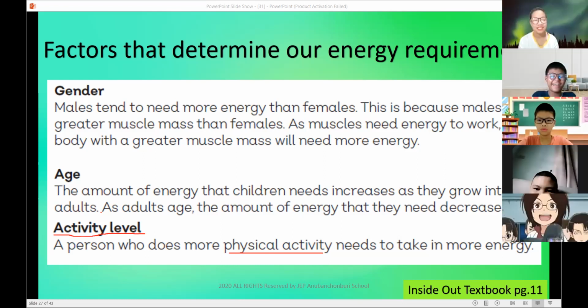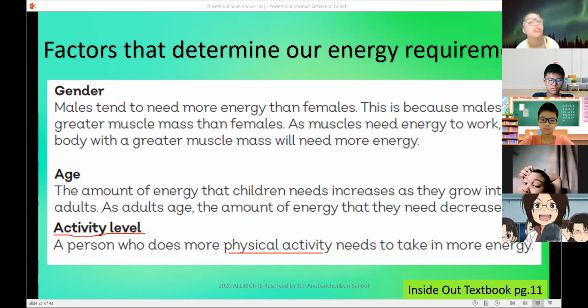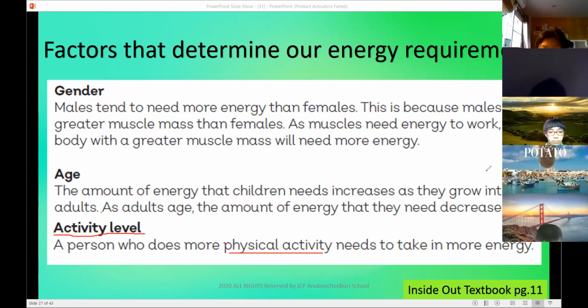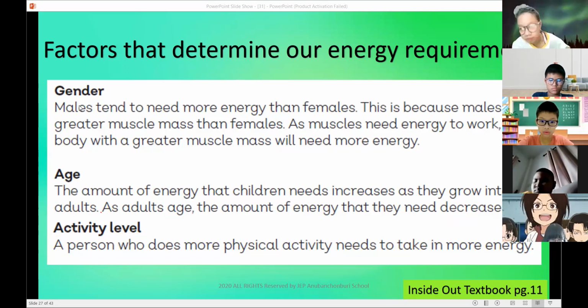Or maybe running. Who likes running here? Running is a very good exercise, or even walking. We need to consider a little bit of exercise, especially now. I think you cannot play football now, right? Because of the social distancing. So if there are people who have a very high activity level, they need to have more energy as well. Like me. Since I have physical activities, I need to eat more food, which I like doing. I like to exercise more and eat more. So: gender, age, and activity level.